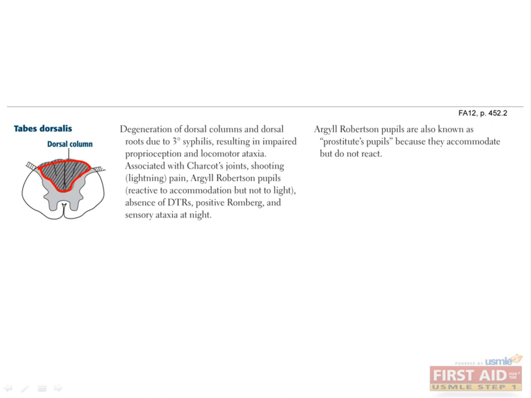Other findings that you might notice with tertiary syphilis include Charcot's joints, neuropathic pain, and Argyll-Robertson pupils. These pupils are said to accommodate but not react to light. You may have heard them called prostitute's pupils. Now, unfortunately, the damage caused by tabes dorsalis cannot be reversed, and if it's left untreated, it can lead to paralysis, dementia, and also blindness.